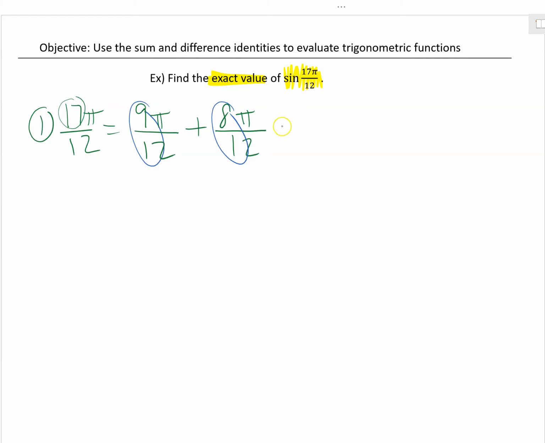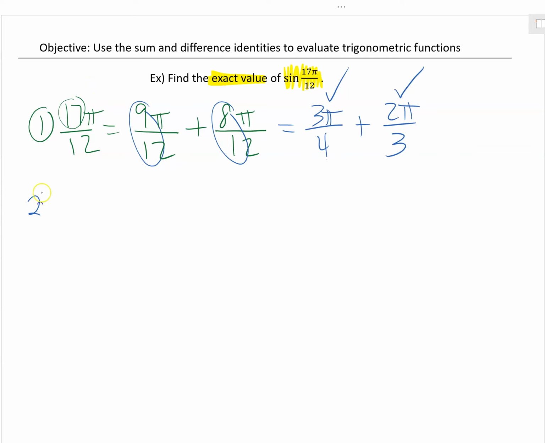So 9 12ths is 3/4, so that would give me 3 pi 4ths. That is a unit circle angle. And 8 12ths would reduce to 2/3, so that's 2 pi 3rds. That is also a unit circle angle. So I could use these 2. They may not be the only 2 that I could use. There might be other combinations that could work also that are unit circle angles. As long as they give you the right sum or difference, your 17 pi 12ths in this case, and they are unit circle angles, then you'll be able to use them.